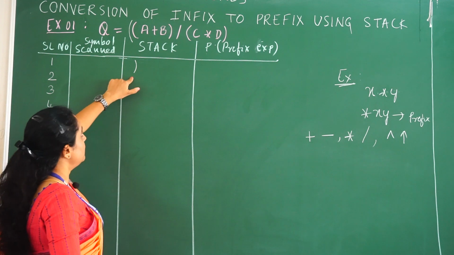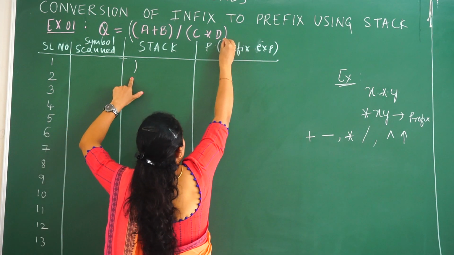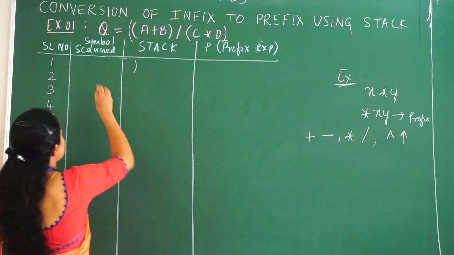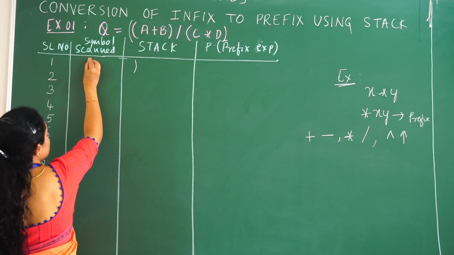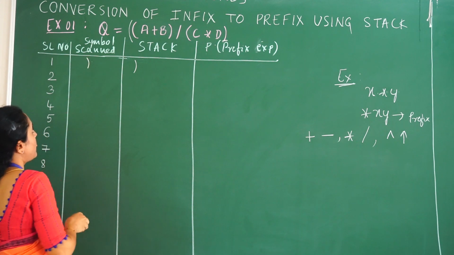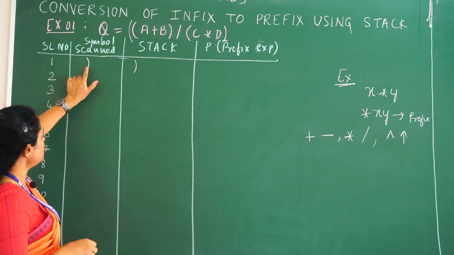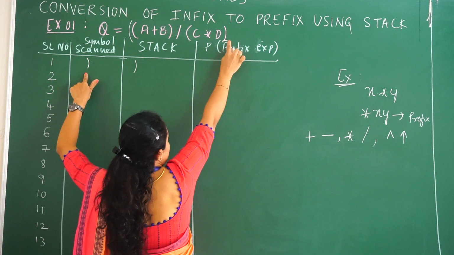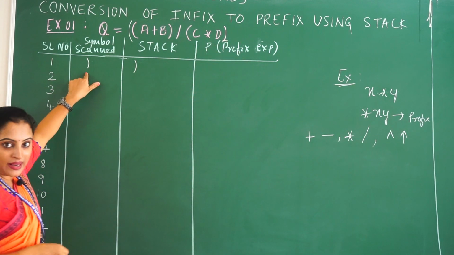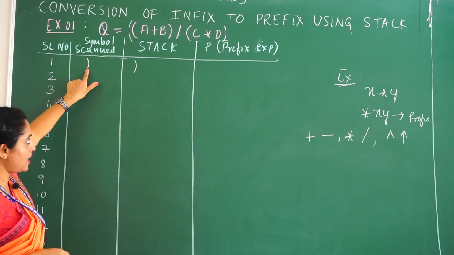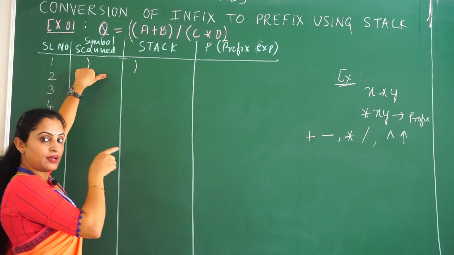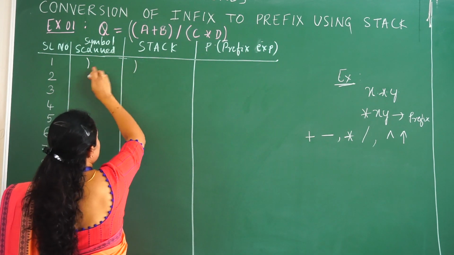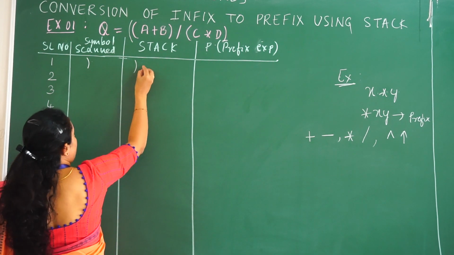So next, let's start scanning from right to left. The first scanned symbol is the right parenthesis. Since this is a parenthesis, we have to push it onto the stack. So let's push this onto the stack.